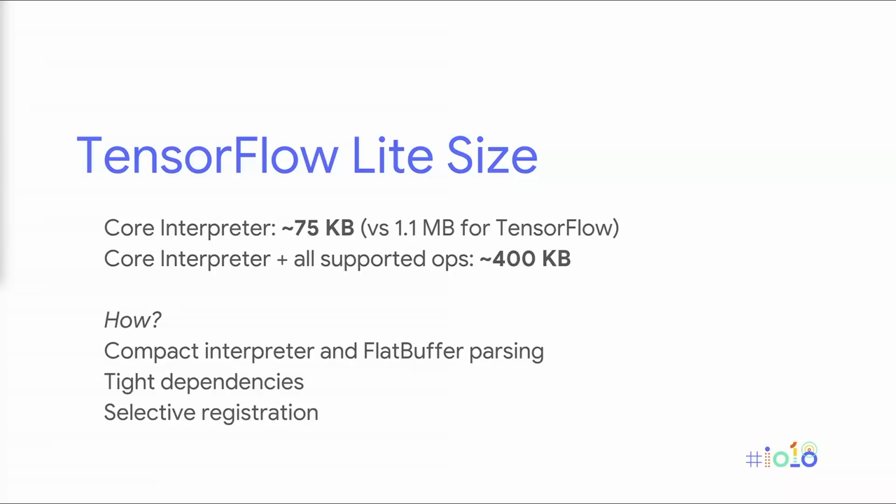So first of all, we've been really careful about which dependencies we include. Secondly, TensorFlow Lite uses flat buffers, which are far more memory efficient than protocol buffers are. One other feature that I want to call out here in TensorFlow Lite is what we call selective registration. And that allows developers to only use the ops that their model needs, and thus they can keep the footprint small.